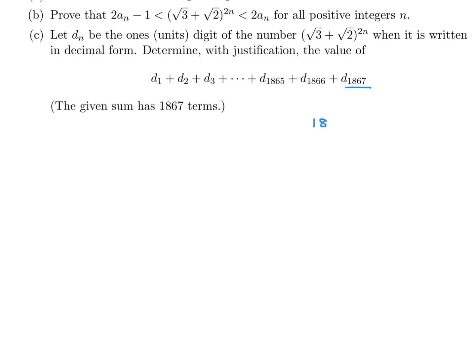1867. Is that the year Canada became independent? Canada independence? I think so. I wonder if they chose that number for a reason.